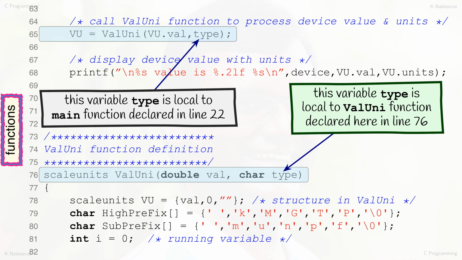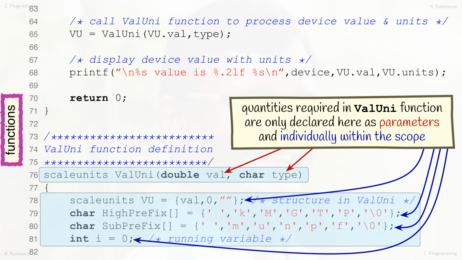Only because of the invoking of the valUni function on the right hand side of the line 65 assignment statement, the character value of variable type of the main function will be copied to the character variable type parameter in the valUni function. In the first line of the definition of the valUni function, in line 76, through the required parameters enclosed within parentheses, some quantities for the valUni function get declared. In lines 78 to 81, only those remaining quantities required within the valUni function are declared.